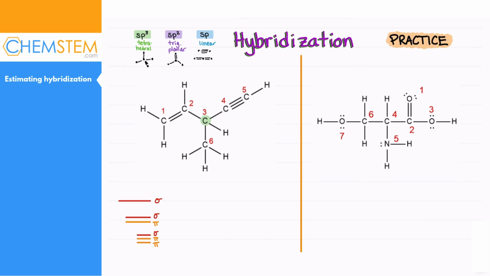And then we have another one here. Same situation for carbon 6 and carbon 3. We have tetrahedral electron region geometry. They're all going to be sp³ hybridized. Now that gives us all of the sp³ hybridized.